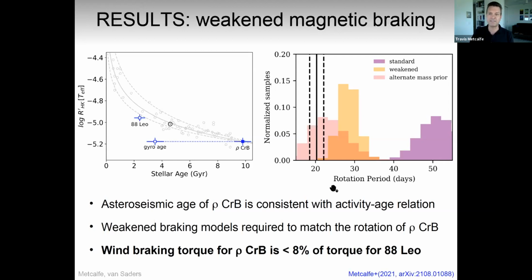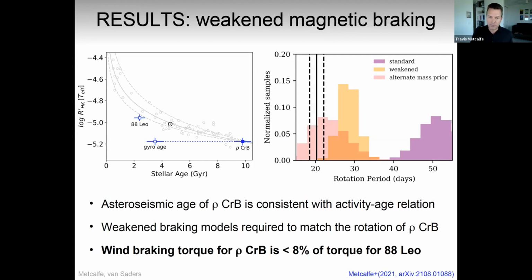Now, this led us to suspect that the low signal to noise detection in our asteroseismic study may be slightly biased. In fact, there is a bit of tension between the asteroseismic mass that we derived and the mass from isochrones and other analyses. If you use an alternate mass prior instead of the asteroseismic mass, based on, say, isochrones or the eclipsing binary relations, you can push that predicted rotation period with weakened magnetic braking down to be consistent with the observations. By contrast, for 88 Leo, standard spin down models can perfectly match the observed rotation rate, as expected. But for Rho CrB, weakened braking models are required.